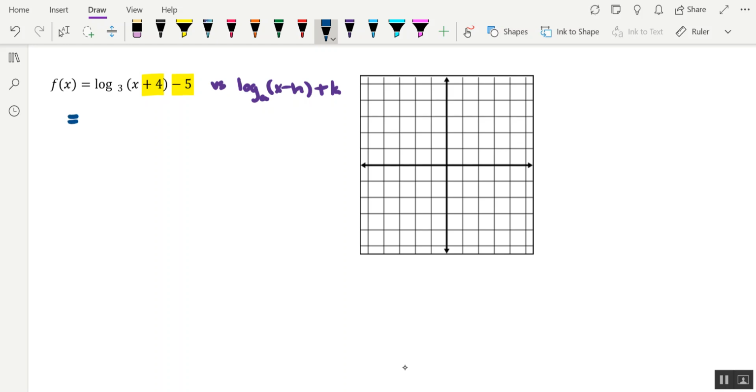Okay, so I'm going to first rewrite this as log base 3, and I can write addition as a subtraction of a negative. So in other words, a double negative. That is, x plus 4 is the same as x minus negative 4. And in this situation, negative 4 would represent our value of h. As for the minus 5, I'm going to write that as plus negative 5. So negative 5 would be our value of k. All right, so we're getting to the good part.